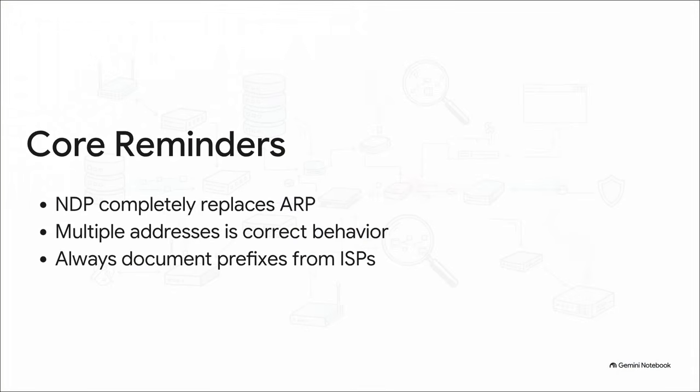Finally, respect the core differences. Remember that NDP replaces ARP. Embrace that a link local address coexisting with a global unicast address is exactly how the system is designed to work. And always document your delegated prefixes from your ISPs, because silent prefix changes will break your static configurations instantly.